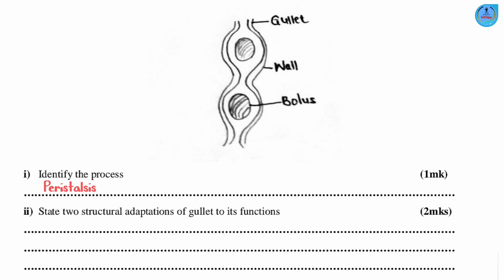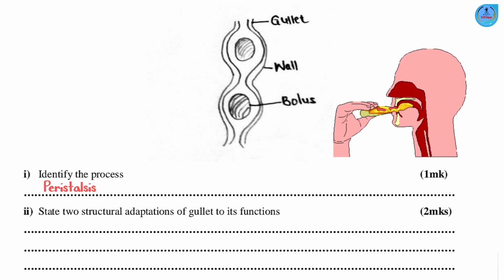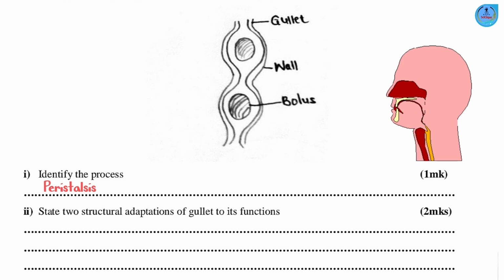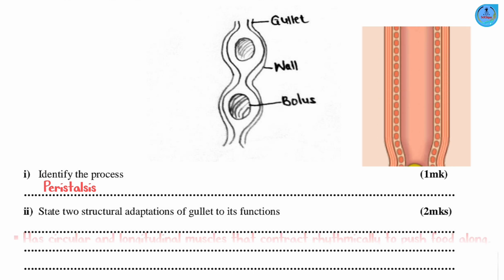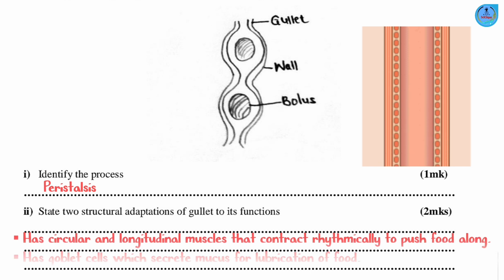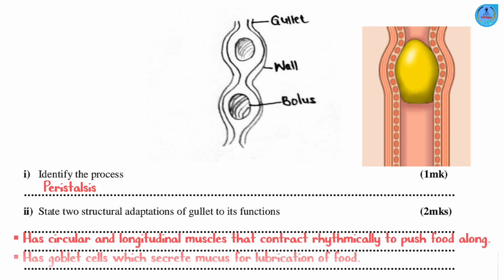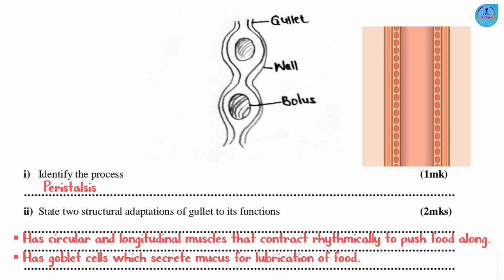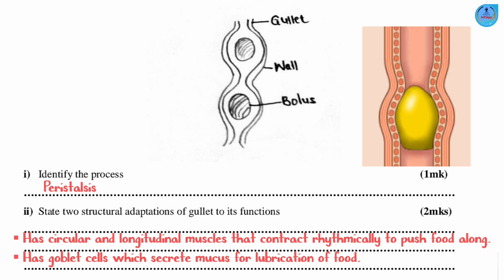Roman number 2, state 2 structural adaptations of the gullet to its functions. So we need to come up with adaptations of the esophagus. What is the function of the esophagus? It's a tube-like structure that provides passage for the food from the mouth into the stomach. So adaptations. Number 1, it has circular and longitudinal muscles that contract and relax rhythmically in order to push food along. Number 2, it has an epithelial lining that has goblet cells.